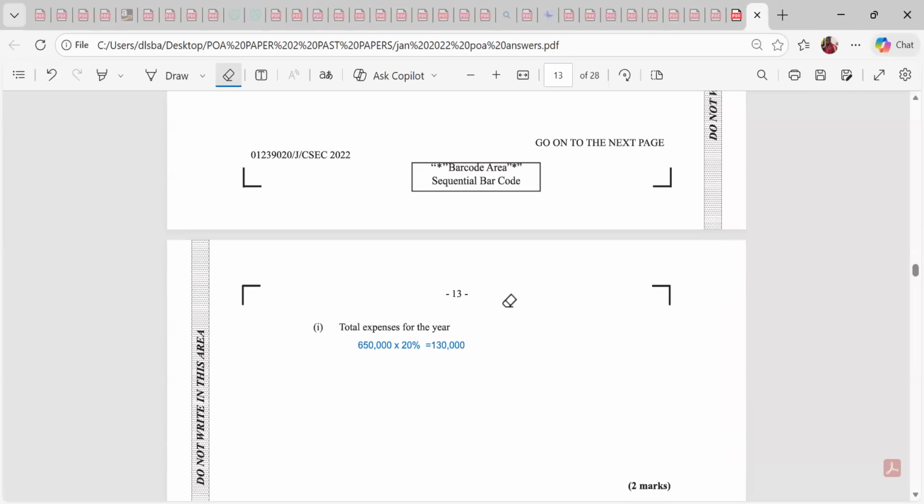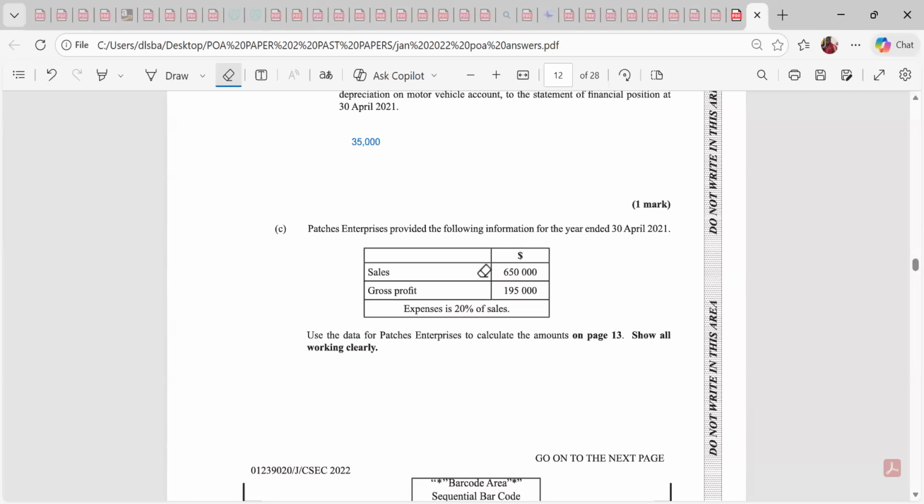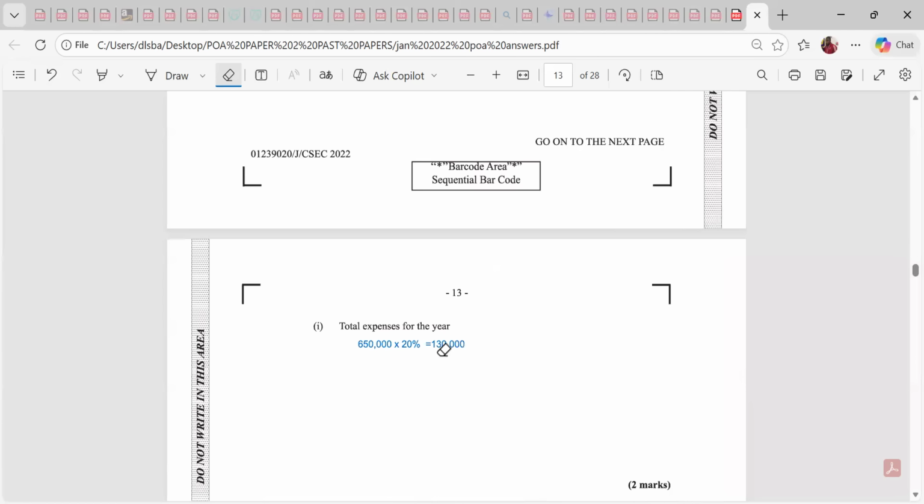Total expenses for the year. They said it's 20% of sales. So just take 650,000, which is the sales, and multiply it by the 20%. Simple as that, no headache.